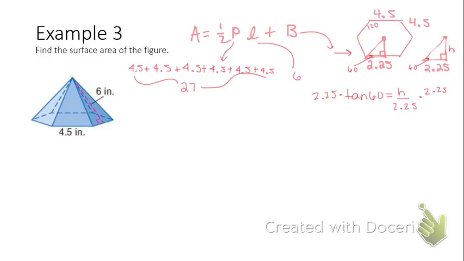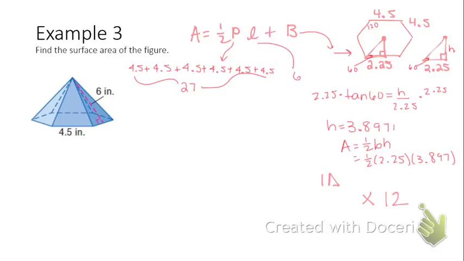Is it 3.8? 3.897. It's the same concept. I'm going to go with 3.8971 here. So the area is 1/2 base times height. So that's 1/2 of 2.25 times 3.8971. Okay, how many triangles is this though? This is one triangle. So whatever we get out, we have to multiply by 12.